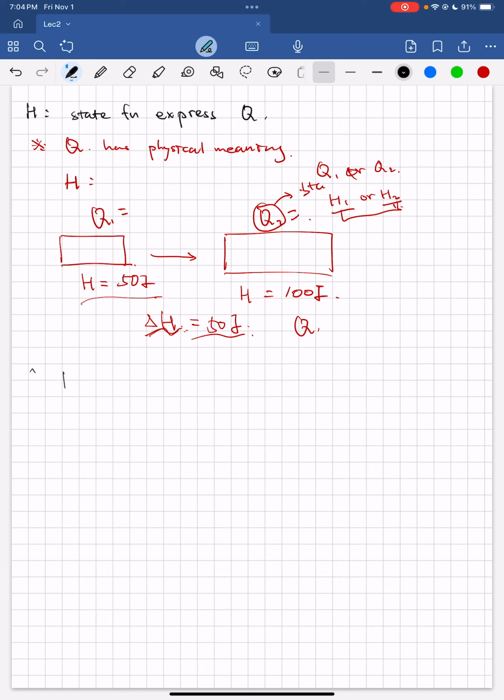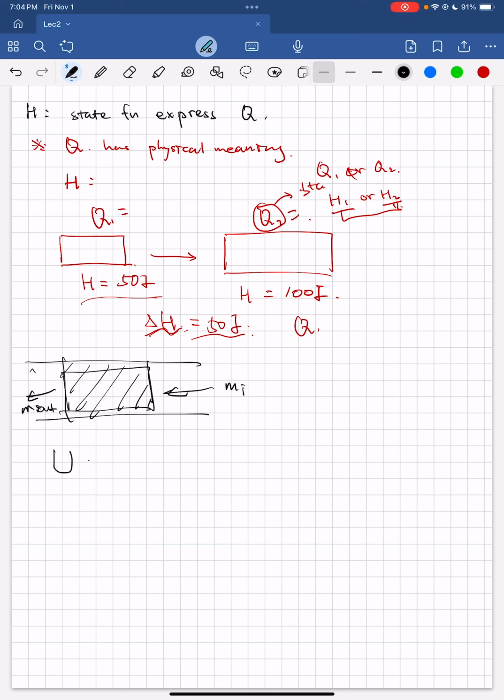So here is an open system. It's an open system, when a material can come in and come out. Okay? In, out. Then how do you write the first law? It's going to be like this.